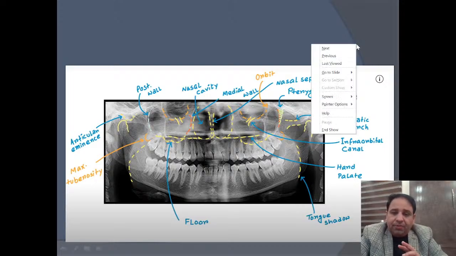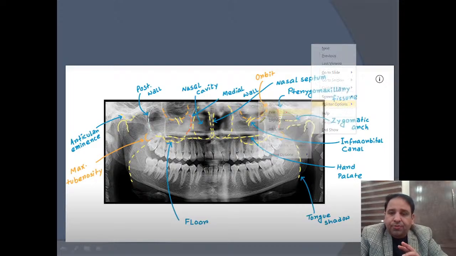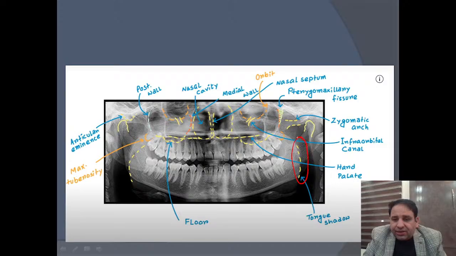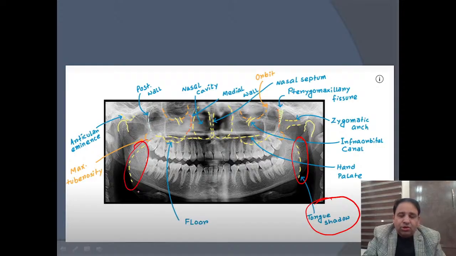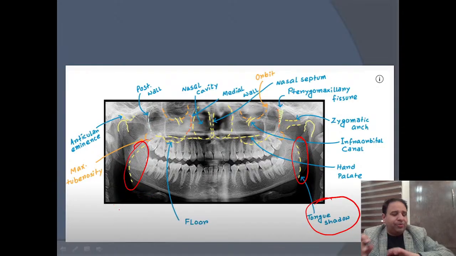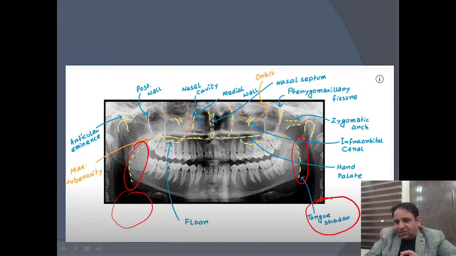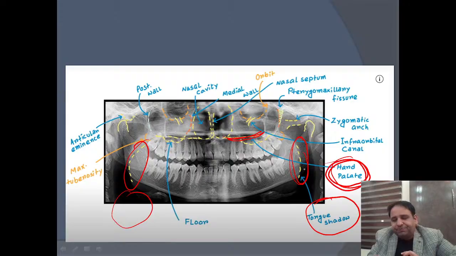Yes, when we come down, students, look carefully. Can you see the landmarks here? Can you see the tongue shadow in this region? They have drawn the tongue shadow here also. So a very thin tongue shadow. In every OPG you see a tongue shadow. In some OPGs it is very peculiarly seen, in some OPGs it is not. In this region you also see, as I was telling you, the tongue shadow. Can you see here? Tongue shadow. This is your hard palate. If you look carefully here, you will see the presence of the hard palate.